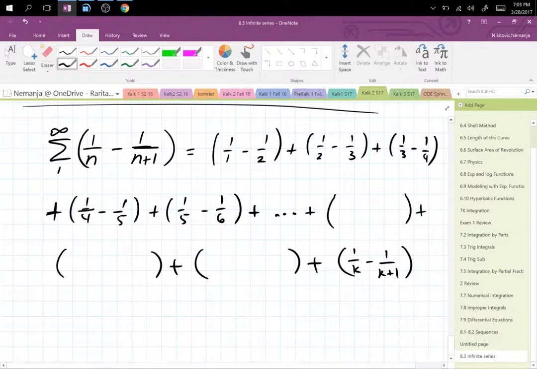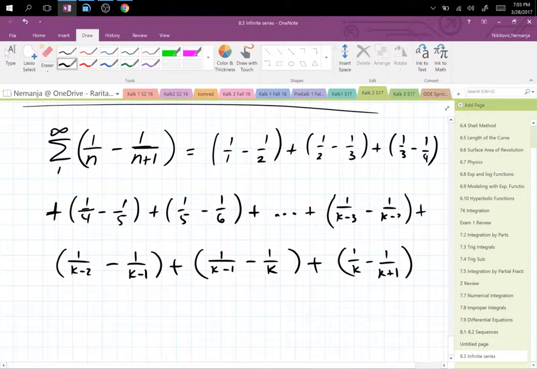except it's with k's. And the one before that one, the counter goes down by 1, so it's 1 over k minus 1 minus 1 over k. Then it's 1 over k minus 2 minus 1 over k minus 1, and then 1 over k minus 3 minus 1 over k minus 2.